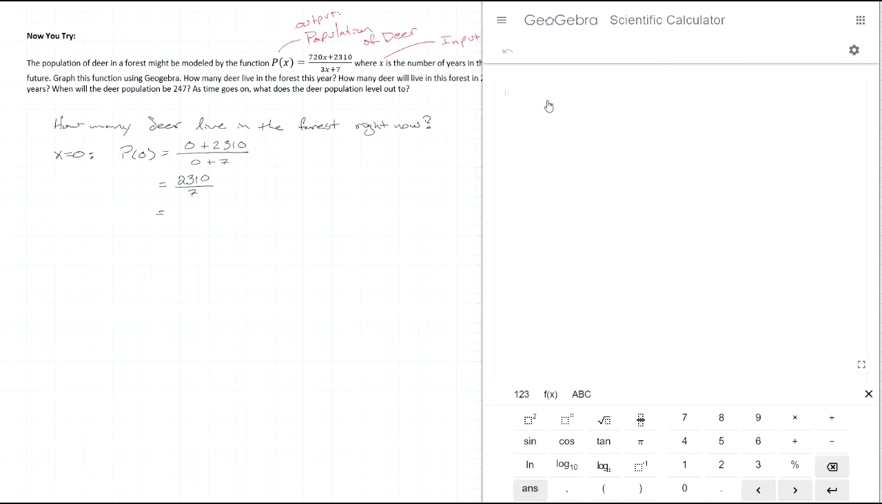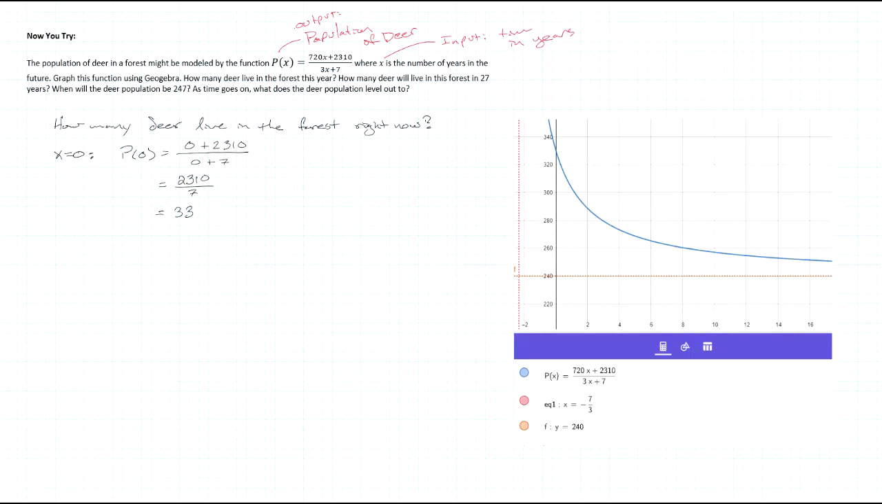And if I get out a calculator here, 2310 divided by 7, we get 330. There we go, and we can see that point on the graph. This is the point 0, 330. So we can say, right now, there are 330 deer in the forest.